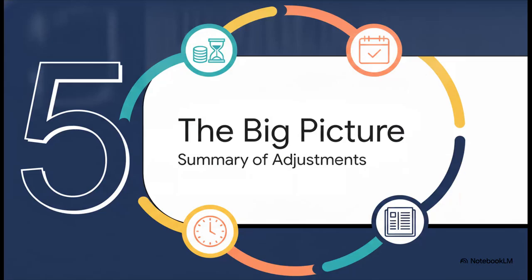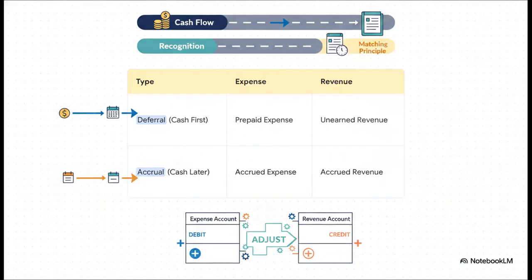reflect reality. Okay, let's step back, take a deep breath, and look at the big picture. Here's a quick summary of everything we just covered. Think of this matrix as your ultimate mental cheat sheet. Notice how whether cash comes first in deferrals or cash comes later in accruals, the underlying logic is always exactly the same. We adjust the accounts so the expense or the revenue is matched perfectly to the period it actually belongs in. Folks, that is the matching principle in action.